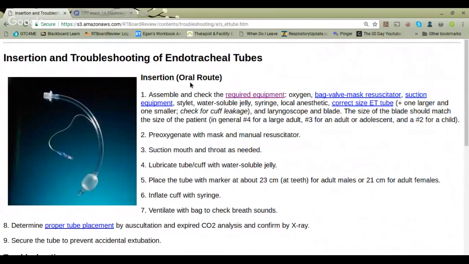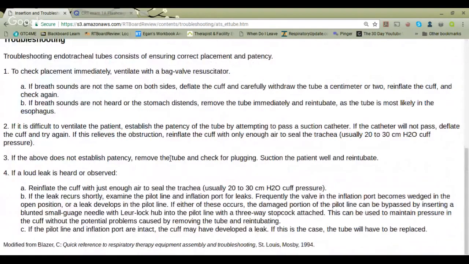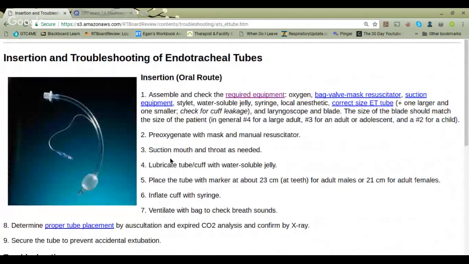Okay, so insertion and troubleshooting of endotracheal tubes. Insertion, oral route. Assemble and check the required equipment. I'm gonna do this in class tomorrow, so this would be good to read. I can last that long. Okay, assemble and check the required equipment. Pretty much you're gonna check if it's intact and there's no leaks or holes, punctures, blah blah blah.